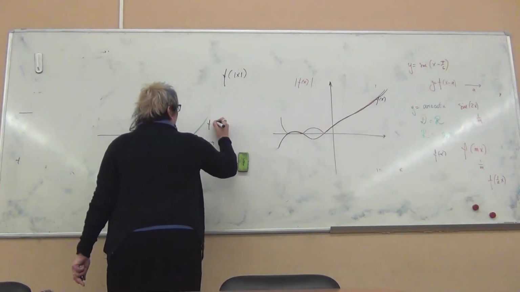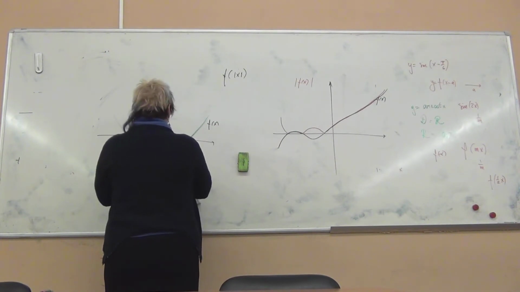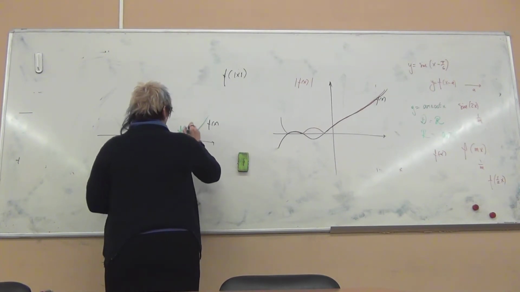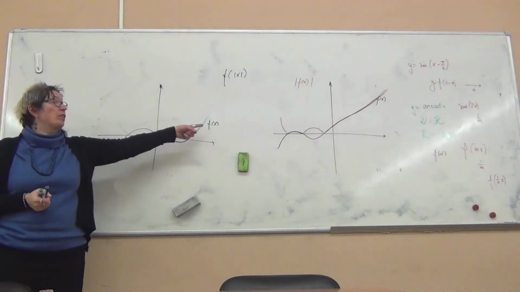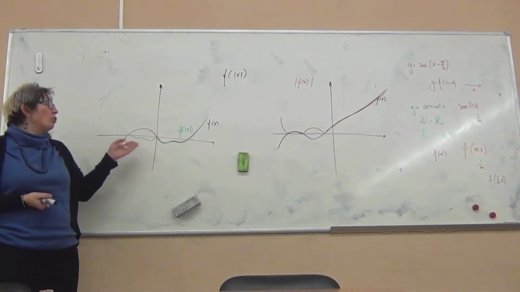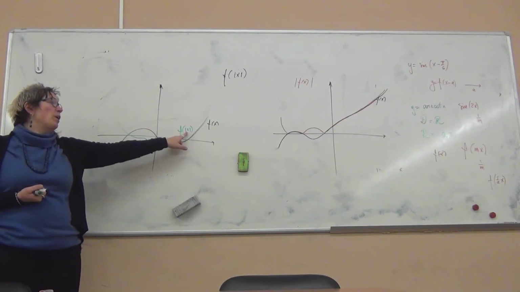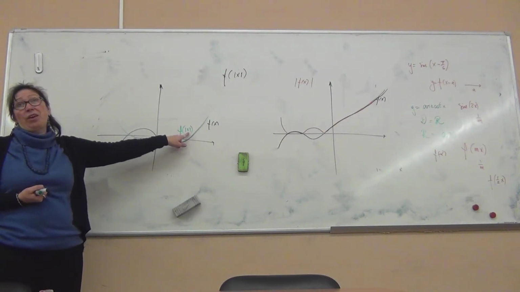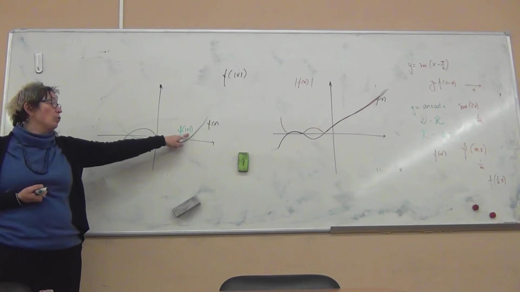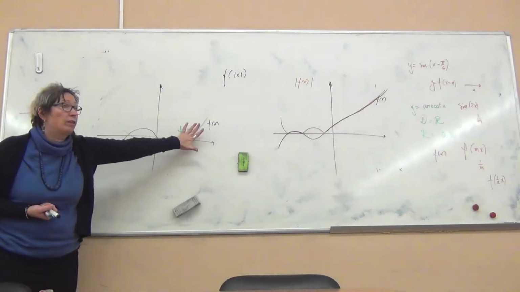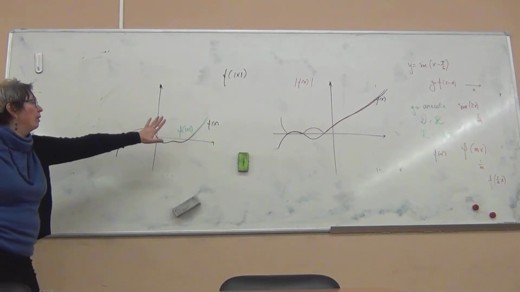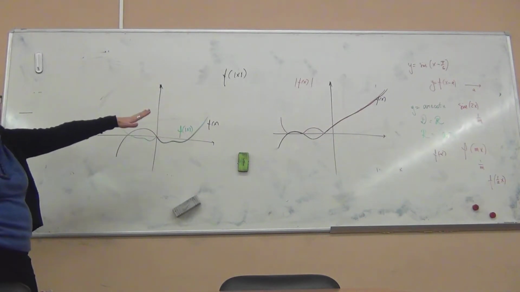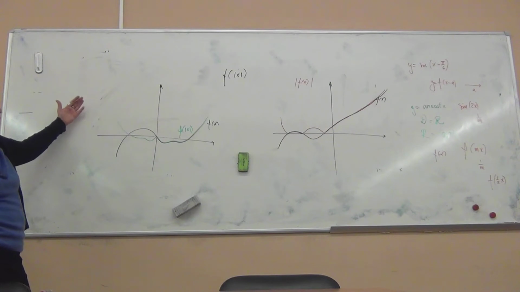Alright, if the black one is f of x and the green one is f of absolute value of x. For positive x values, it's the same. For negative x values, it means that we have to put minus x in here for the negative x values, which means we need to reflect the positive x values here. The right-hand side part of the graph is folded over.